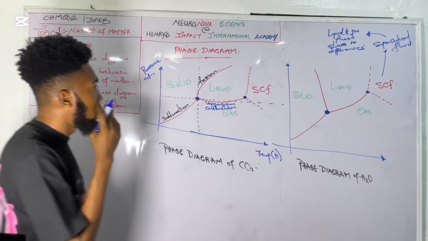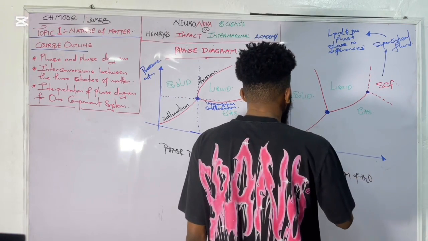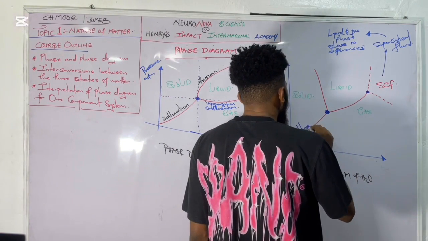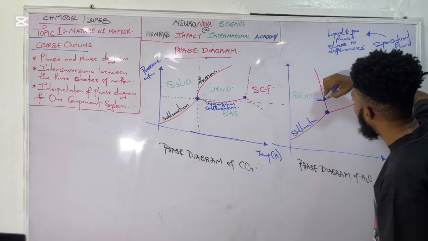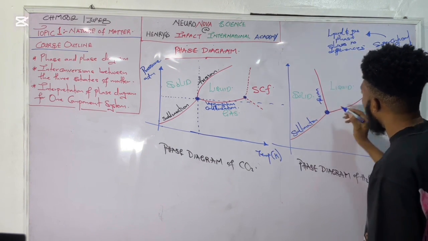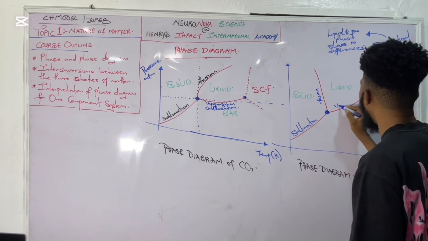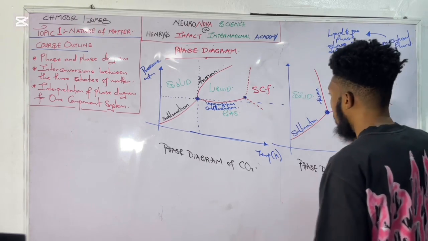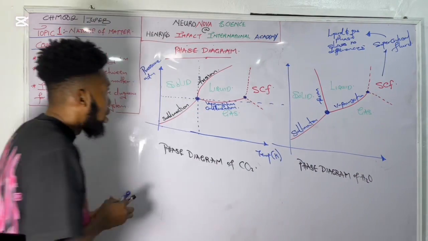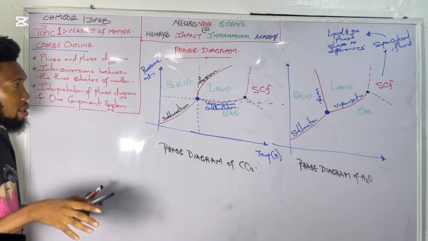Very, very good. The same thing is happening here. This is your sublimation. This one here is your fusion. This is your vaporization. No labeling on that. Alright, very good. So we've been able to identify the lines. Now let's go for the points.